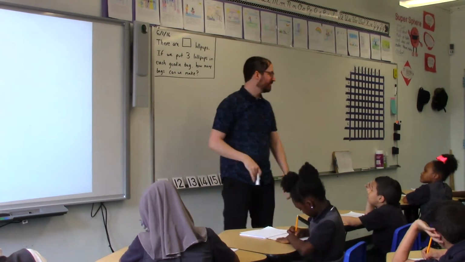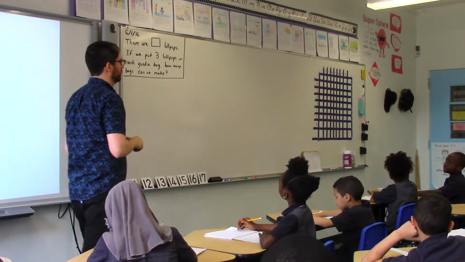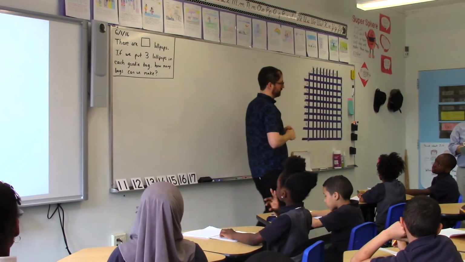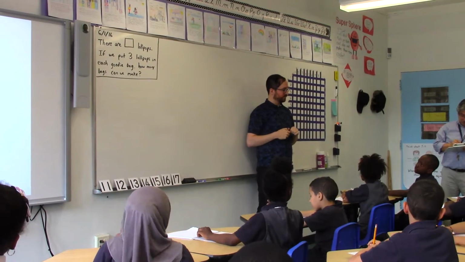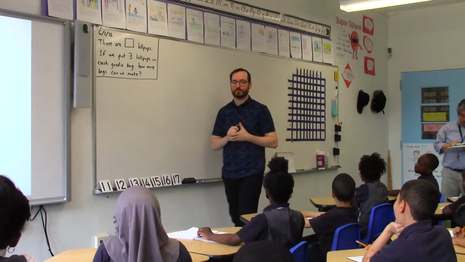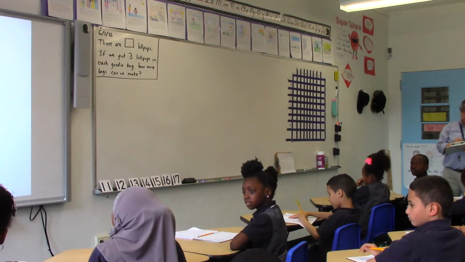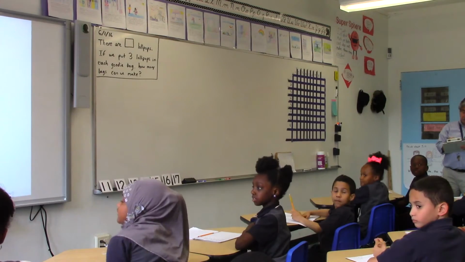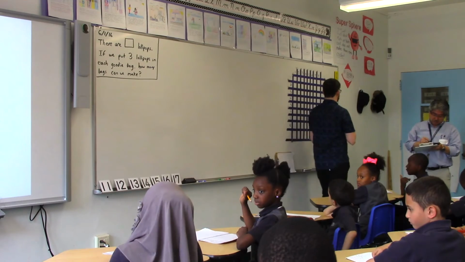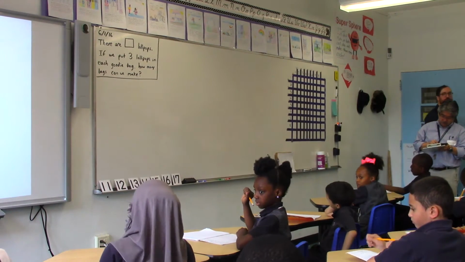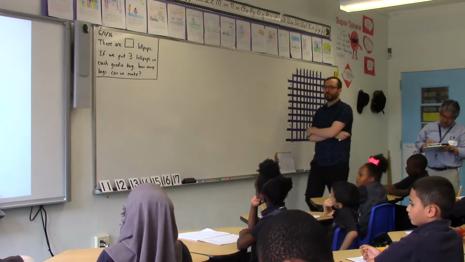Green's got some thoughts. What do you want to say? This is multiplication for lollipops, but it says there were blank lollipops, and it says if you put 3 lollipops in each goodie bag, how many bags can we make? What do you guys think? Ami? I think it's division mostly because if we know how many lollipops there are, we can divide them equally to find out the multiplication.